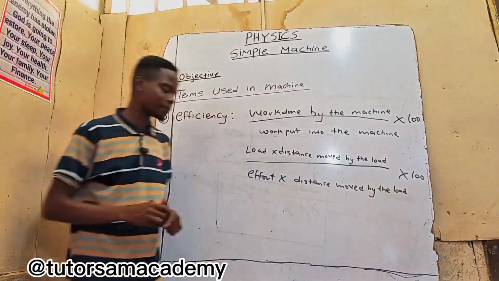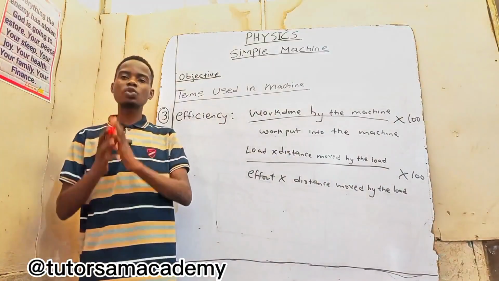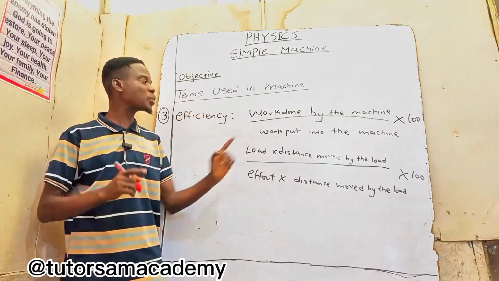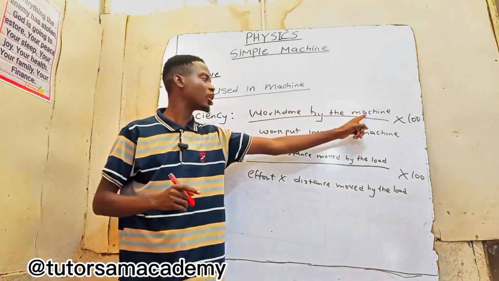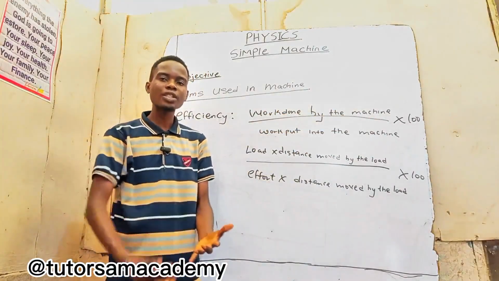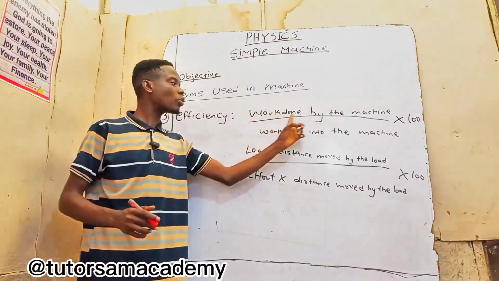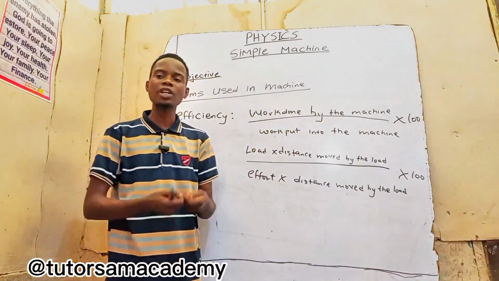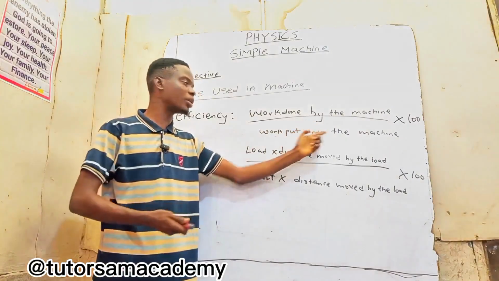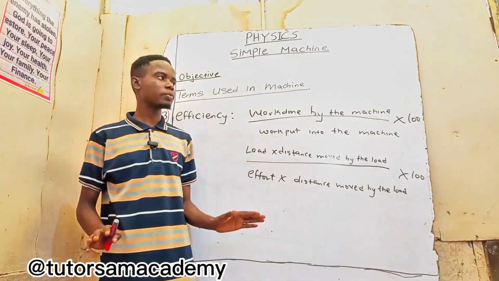Let me explain this again. Aside from the definition of mechanical advantage to velocity ratio, efficiency of a machine can also be referred to as work done by the machine. When they say efficient, the capacity of that machine is just the work done by that machine, what the machine has done. When you divide it by the effort you put into the machine, work put into the machine, that is the efficiency of the machine.